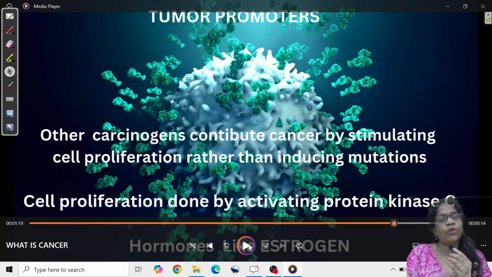Estrogen at a lower amount or normal amount is a must for a lady, but if it is more than the required level, it turns out to be cancerous in breast formation, or it could be endometrial cancer or cervical cancer, right? So these are the tumor promoters that I want to talk about.